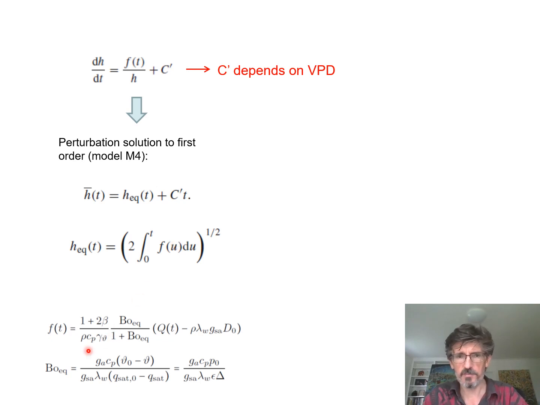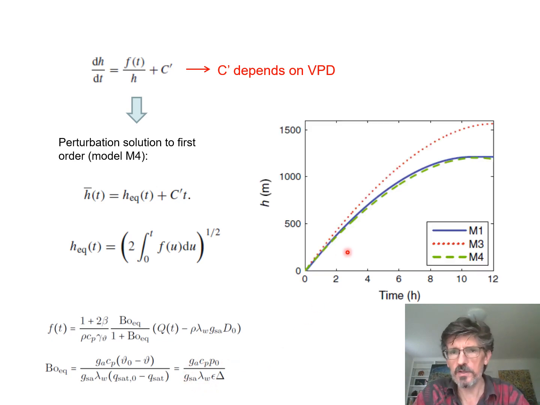This is just the shape of what you have in f of t, which is a function of the equilibrium Bowen ratio. The time variability comes from the net energy input Q of t. Sometimes we call it Qn, sometimes Q, sorry about that. But this is the net input of energy at the surface. And the equilibrium Bowen ratio just contains thermodynamic stuff, the slope of the Clausius-Clapeyron curve, and things like that.